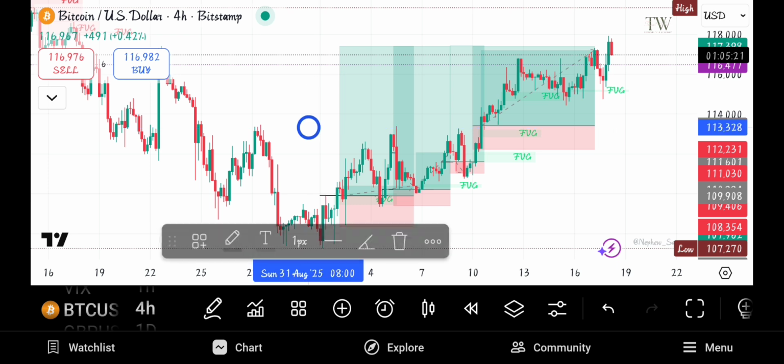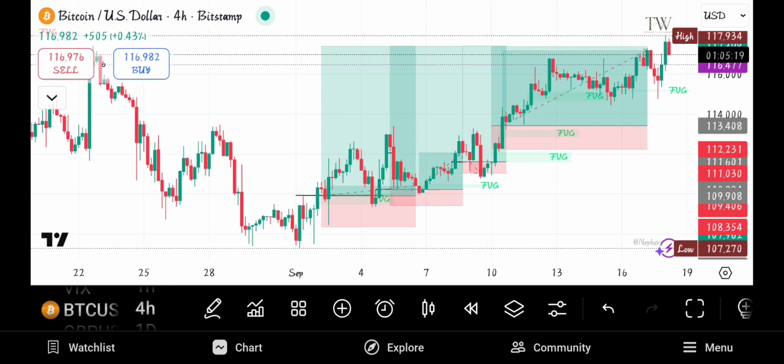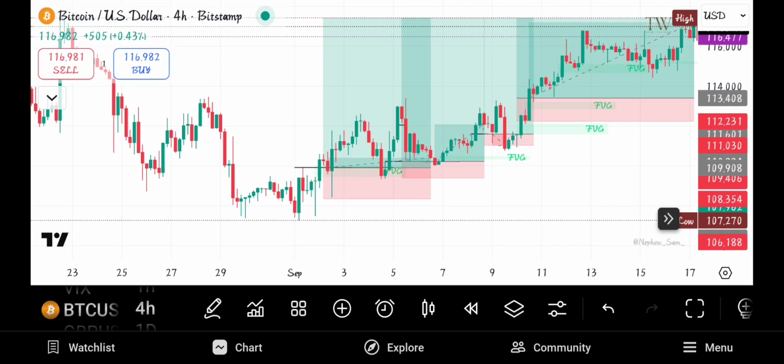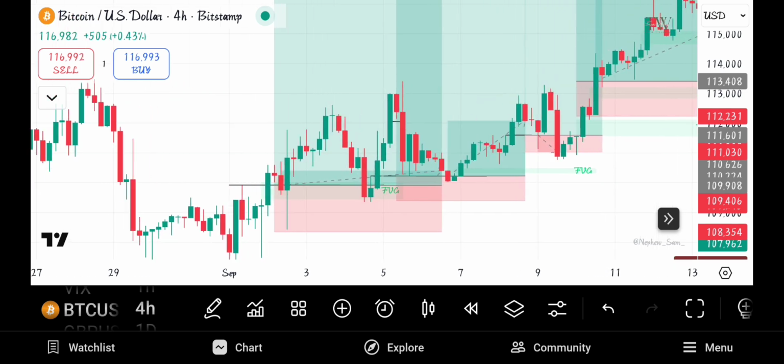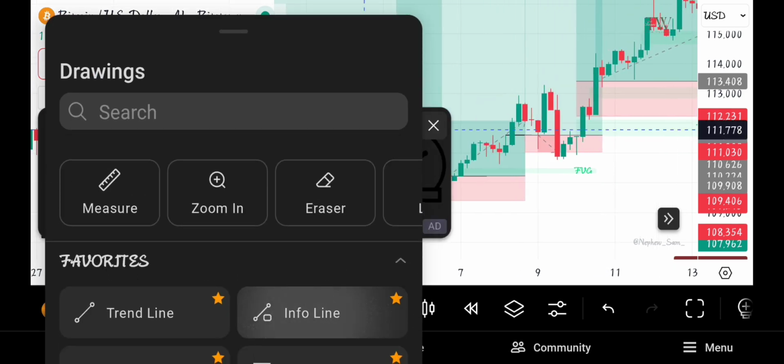So let me show you what I also saw that made me put the second setup. I saw almost the same thing with what I saw on the daily time frame. So I don't know if you can see this very well, but let me use my cursor to show you something.